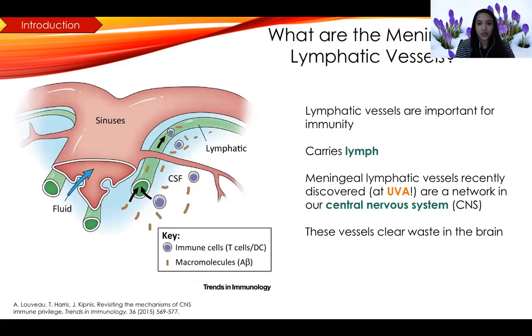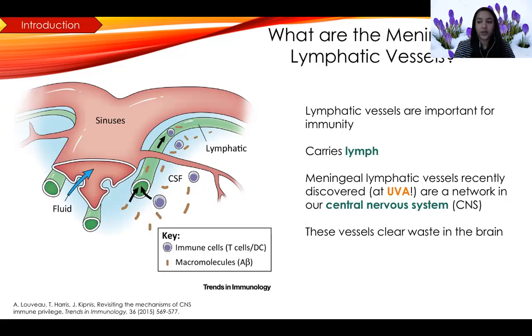What are the meningeal lymphatic vessels? The lymphatic system is part of our immune system. Lymphatic vessels carry lymph throughout the body. Meningeal lymphatic vessels are a type of lymphatic vessel that is unique to the central nervous system. These vessels were recently discovered in a thin layer encasing our brain, called the meninges. The discovery was made at UVA in 2014, so much of their function is still unknown.